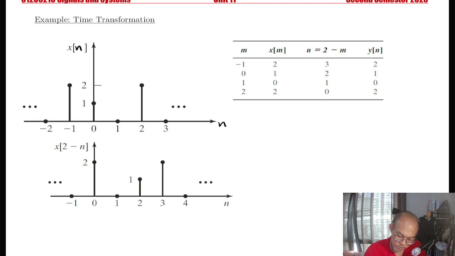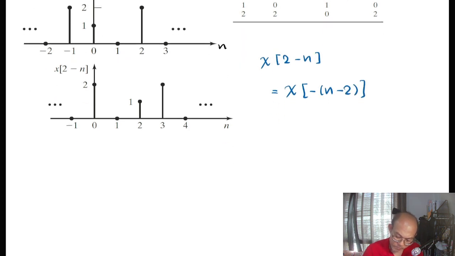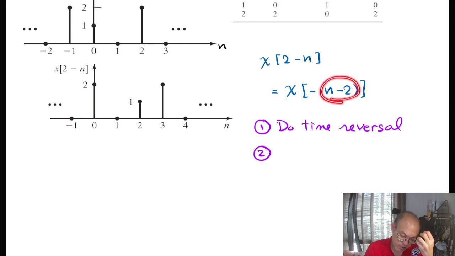Now to draw this graph, what you do is x of 2 minus n is equal to x of minus n minus 2. So the first step is to do the time reversal first. And then what you get is you shift it to the right by 2 units. Okay.